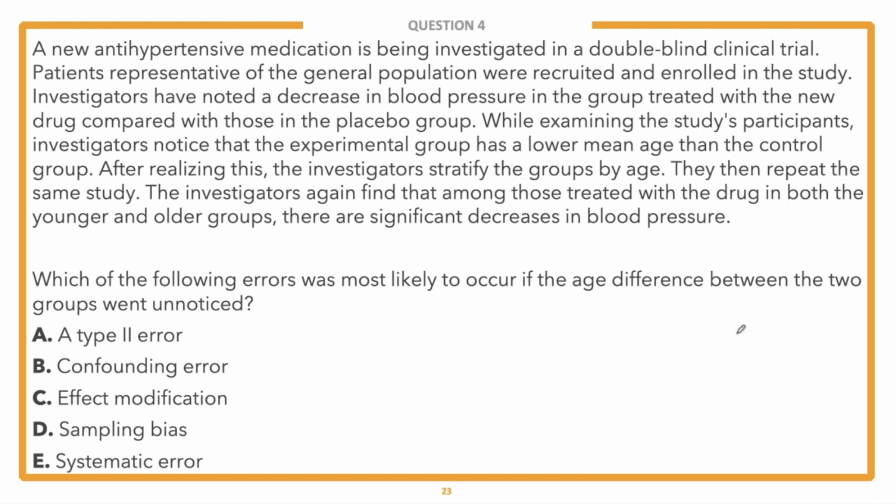All right, so same thing like before. We're going to start with option E and make our way to option A. Option E, systematic error. Option D, sampling bias. Option C, effect modification. Option B, confounding error. And option A, a type 2 error.